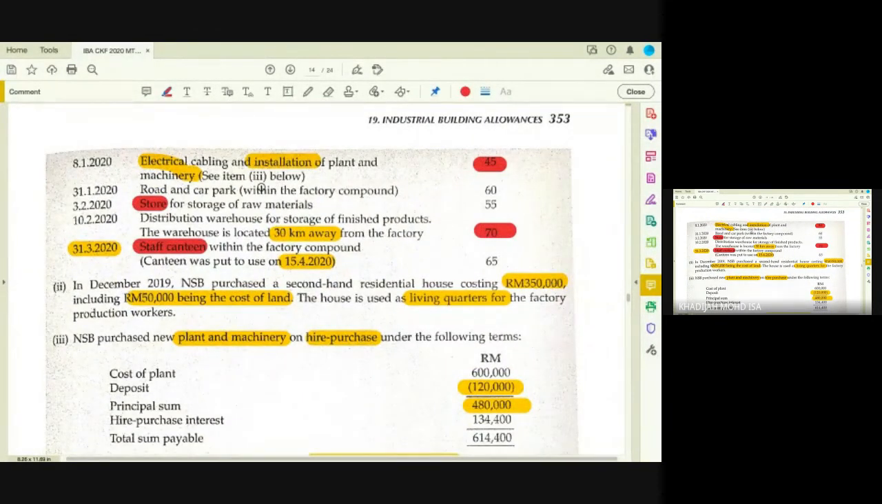And then we have December 2019, NSB purchased a second-hand residential house costing 350,000, including 50,000 being the cost of land. So in this case, you have a residential house that is used as living quarters for factory production workers. So you have another building used as living quarters, so that is also an industrial building. It's just that the cost is 350,000 minus 50,000, because the cost of land is a non-qualifying expenditure, right? So you have another one, we have the living quarters.